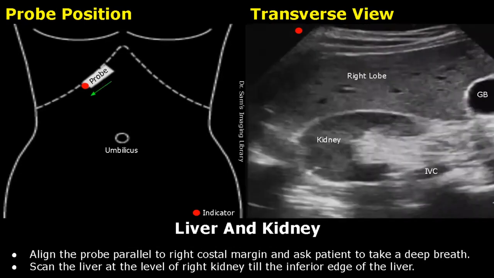After another breath hold, move inferiorly along the costal margin while keeping the probe parallel to the costal margin, with slight angling towards the patient's right shoulder. You can scan the right lobe in transverse view and you will also see the right kidney. This hyperechoic structure is the renal sinus fat. This is the gallbladder, and this small anechoic structure is the IVC.